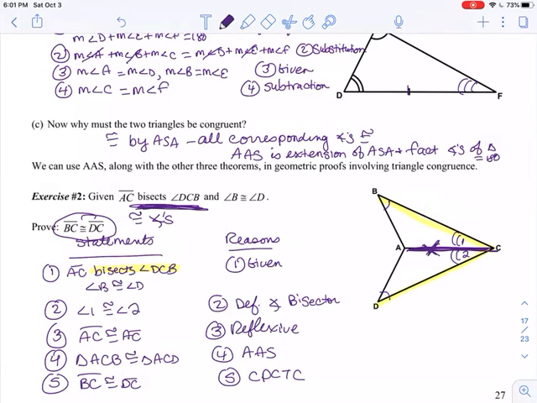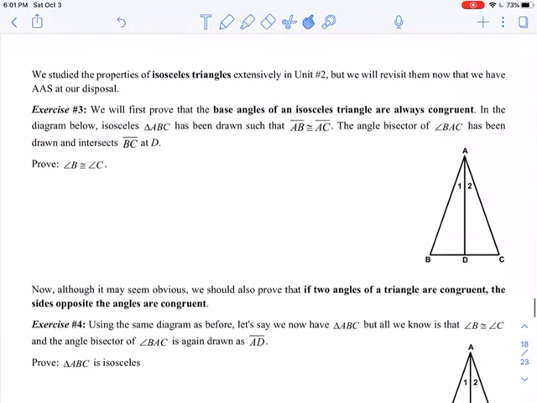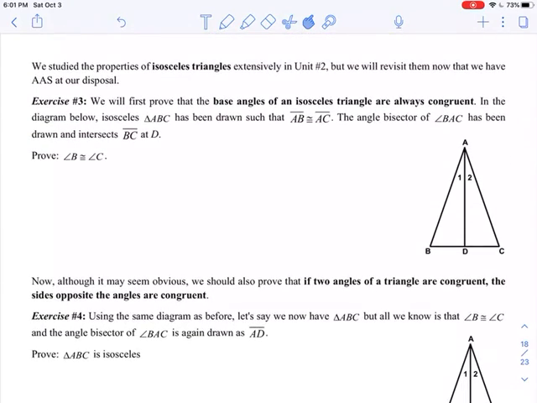All right. We have another proof on the back. All right, if you want to flip this over. Actually, we have two more proofs.